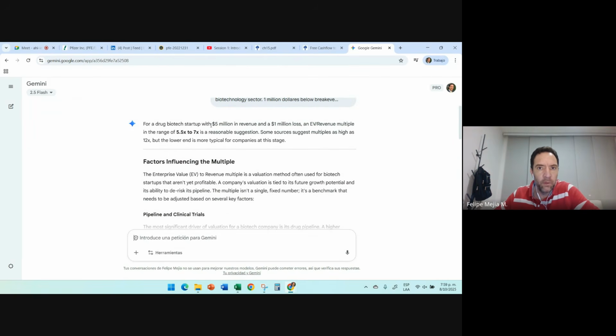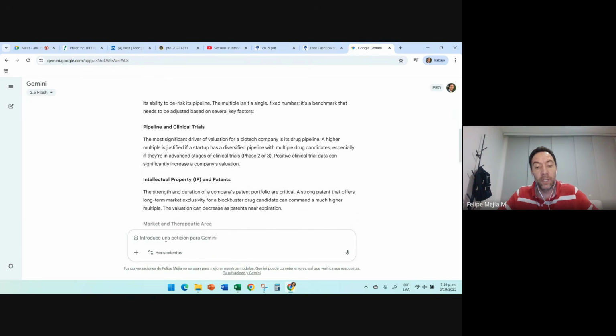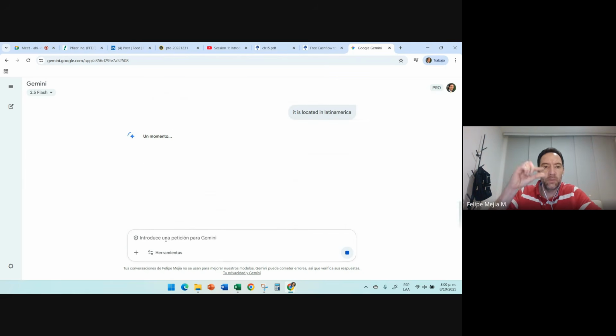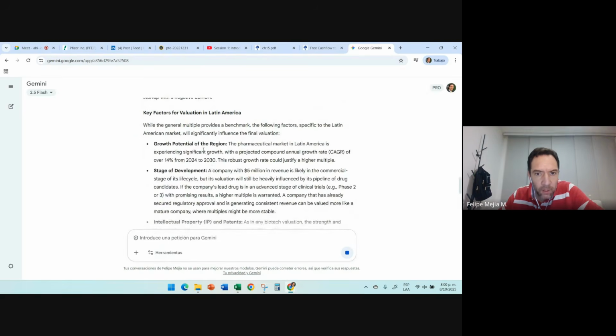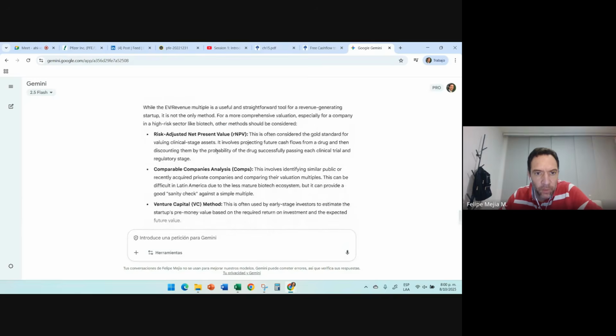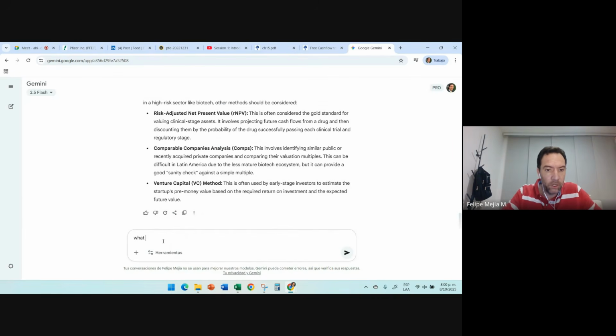And it says, well, if you have 5 million in revenue and are losing $1 million, I would suggest 5.5 to 7 as a reasonable suggestion, 7 years of revenue. Let me just kill the valuation, and you're not going to like this. It is located in LATAM, in Latin America. And since we don't have a secondary market as strong as the US, and our startups don't IPO as commonly as in the US, it's probably going to downsize my multiple all the way down. So, negative EBITDA, revenue, just give me the multiple. Risk adjusted. Okay, where is the multiple?